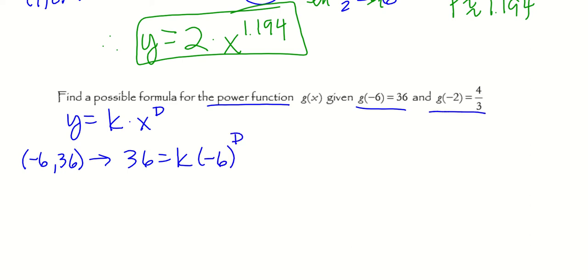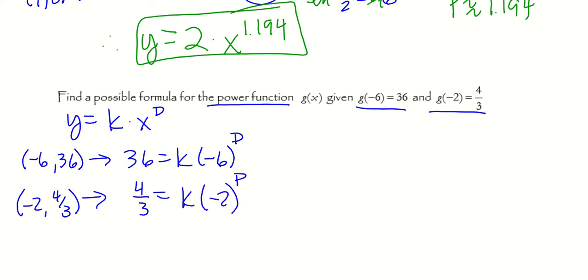I also know that g of negative 2 is 4/3. That's the point negative 2, 4/3. So we're going to plug that in, and we get 4/3 equals k times negative 2 to the unknown p. Okay, this one isn't quite as friendly with me as the other one.